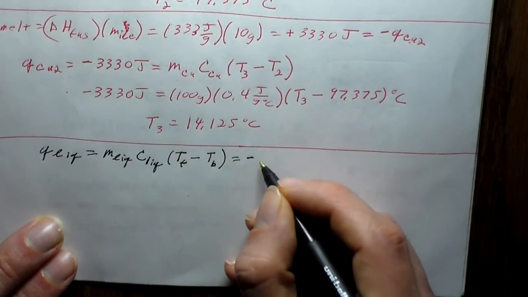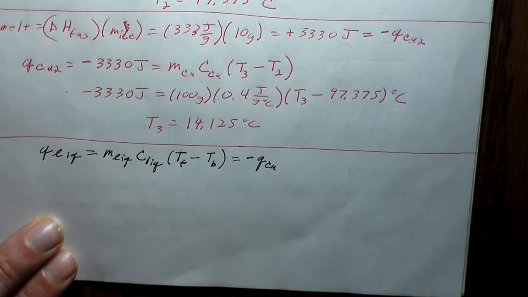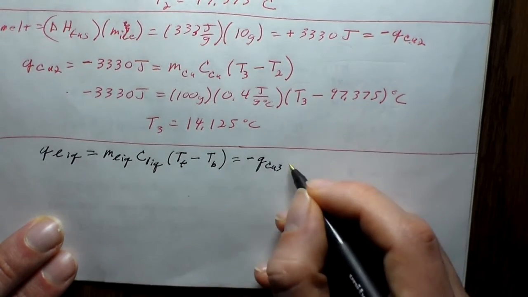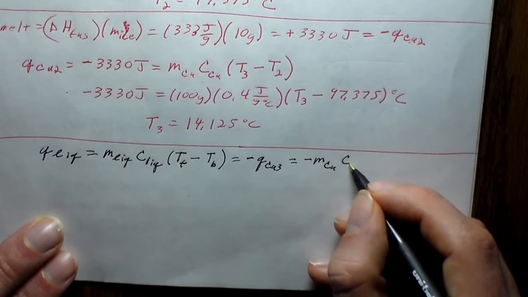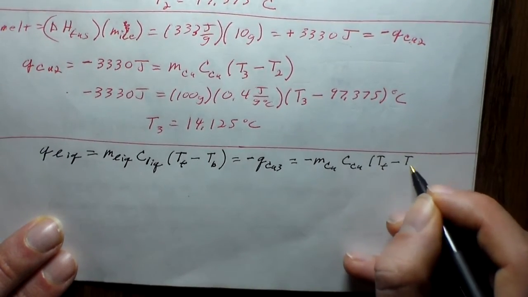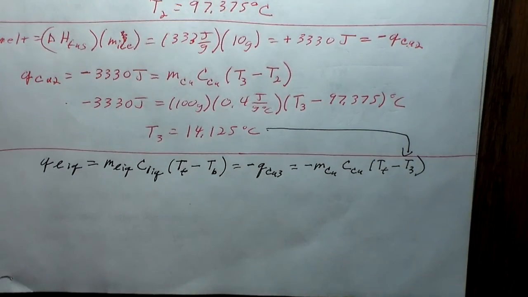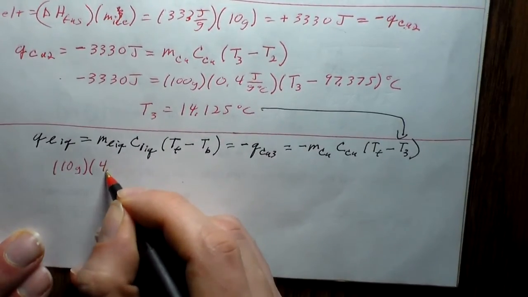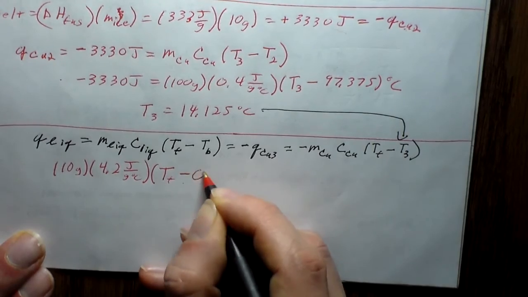And this is going to again be equal to the negative Q of my copper. Again, you just have to watch your signs, because the heat that's flowing into the ice is coming from the copper here. I'm going to call that copper 3. That's going to be equal to minus the mass of my copper times the heat capacity of my copper times the final temperature minus my T3. And of course, this T3 just comes from right over there. All right, so then it's just a matter of putting in our numbers here. And now for my liquid, that's 4.2. And then this is going to be TF minus 0.